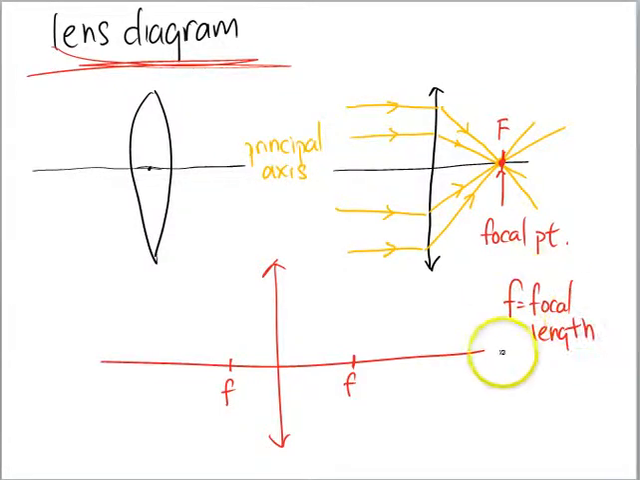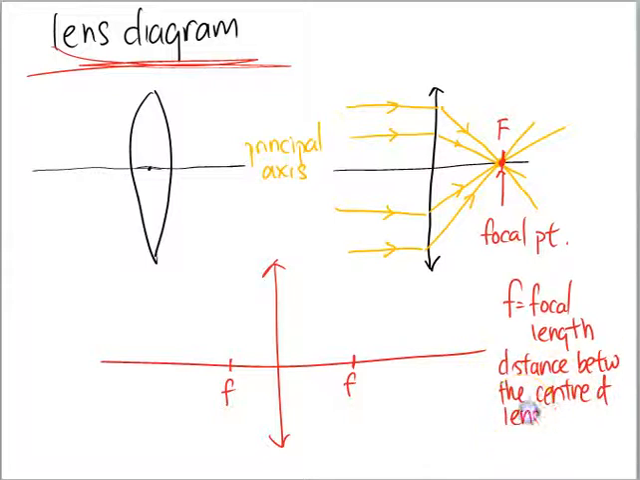And what is the focal length? It's just the distance between the center of the lens to the focal point. So it's actually a distance. Let me erase this one to make it look nicer. It should be the same distance here, so try to get it right there.